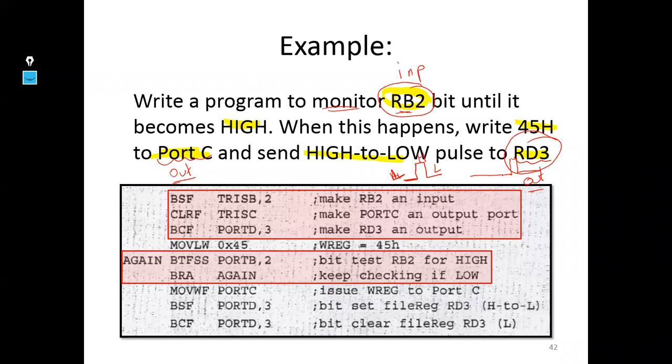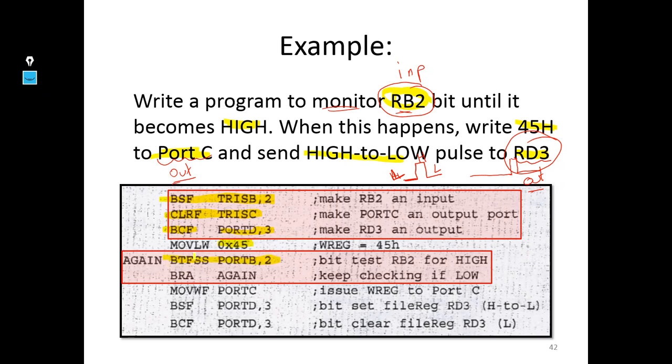Okay, so we can start with input output configuration. So B2 should be input, so bit set file TRISB, 2. Port C should be output, so clear F, TRISC, and D3 should be output, so bit clear file TRISD, 3. So this is the input output configuration. Then we can load the value 45 on the W, and we can start checking B2.